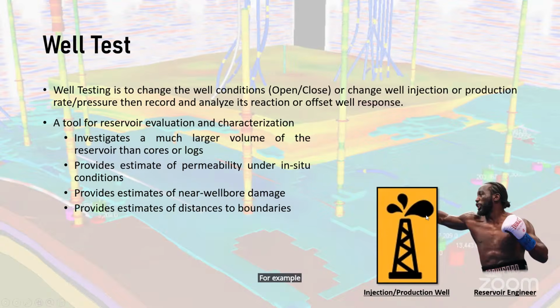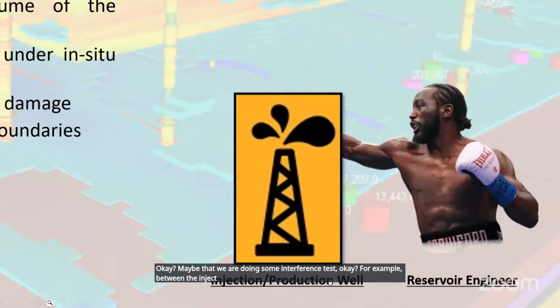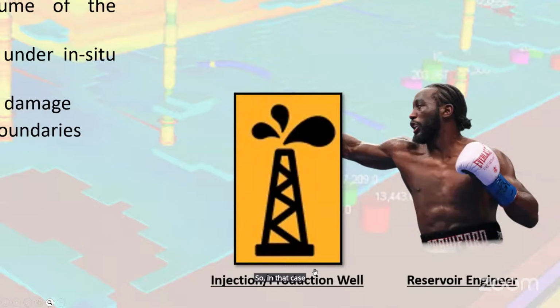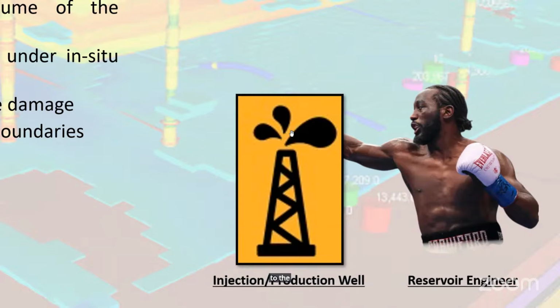For example, I will close the well. Close means build up, so we will monitor how the pressure is building up. Maybe we are doing an interference test, for example, between the injection and the production. In that case, I will close the injection and monitor the pressure in the production well. So simply, a well test is that we have a well, we do an action and listen to the reaction.